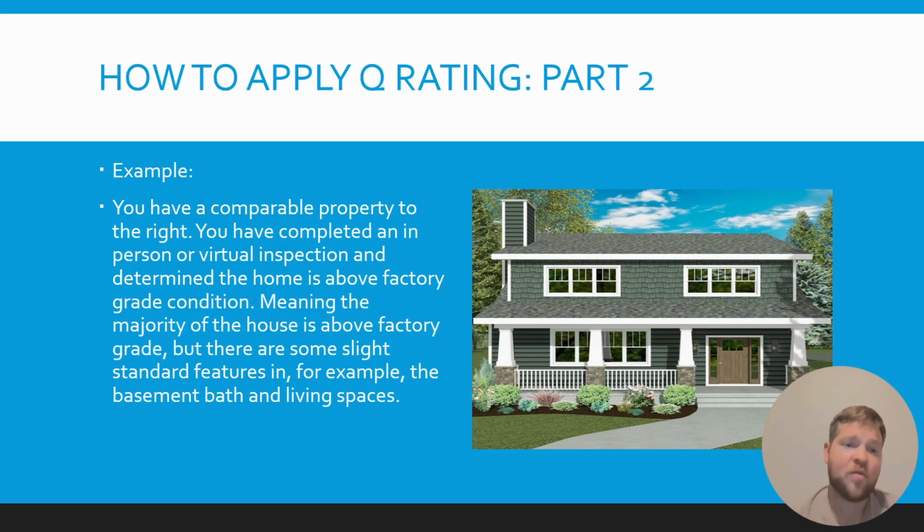You have a comparable property to the right. You have completed an in-person or virtual inspection and have determined the home is above factory grade condition, meaning the majority of the house is above factory grade, but there are some slight standard features in, for example, the basement, bath, and living spaces.